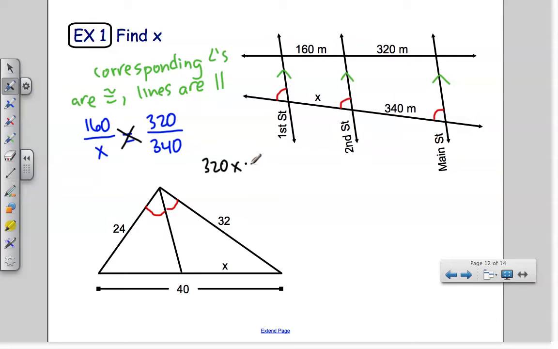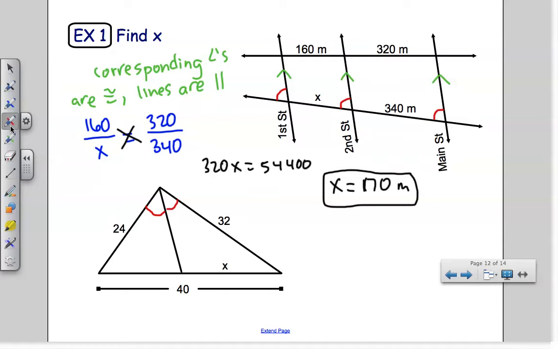So I get 320x equals, I have to do 160 times 340. I get 54,400. And I divide that by 320 and find that x equals 170, which seems very reasonable for that length. These were all in meters. So I found x. So looking at three parallel lines cut by two transversals, and those transversals are split proportionally. So I could set up that proportion and solve.